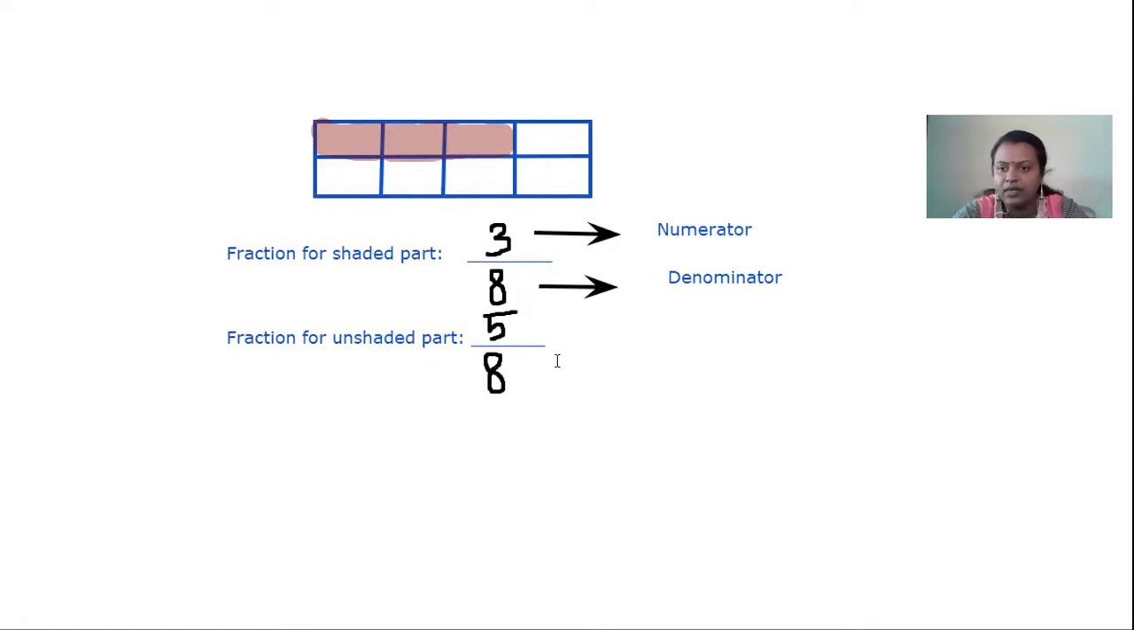Now the question arises: if we had the shaded part and unshaded part combined together, what does it make? Yes, it makes a whole. If I ask, what do two halves make? Exactly, it makes a whole. A whole that signifies one whole part.